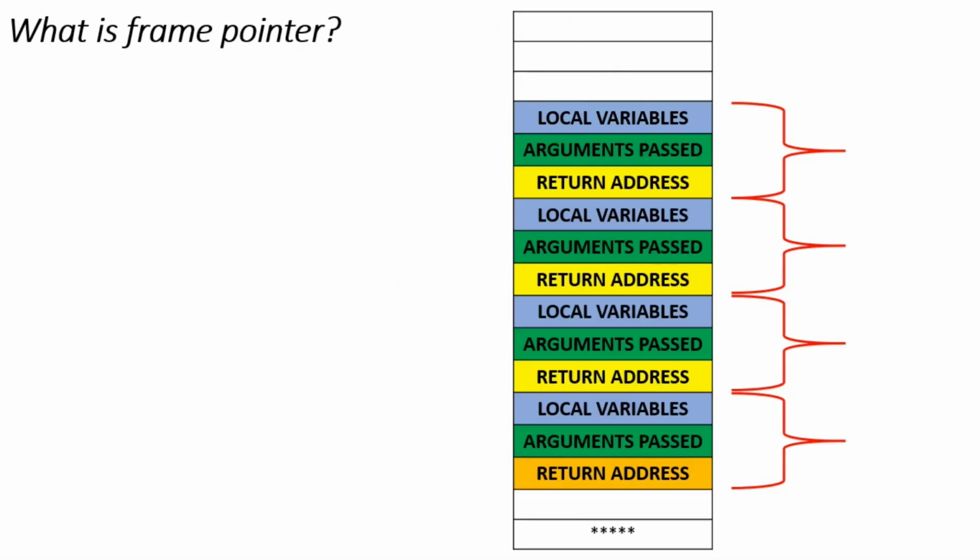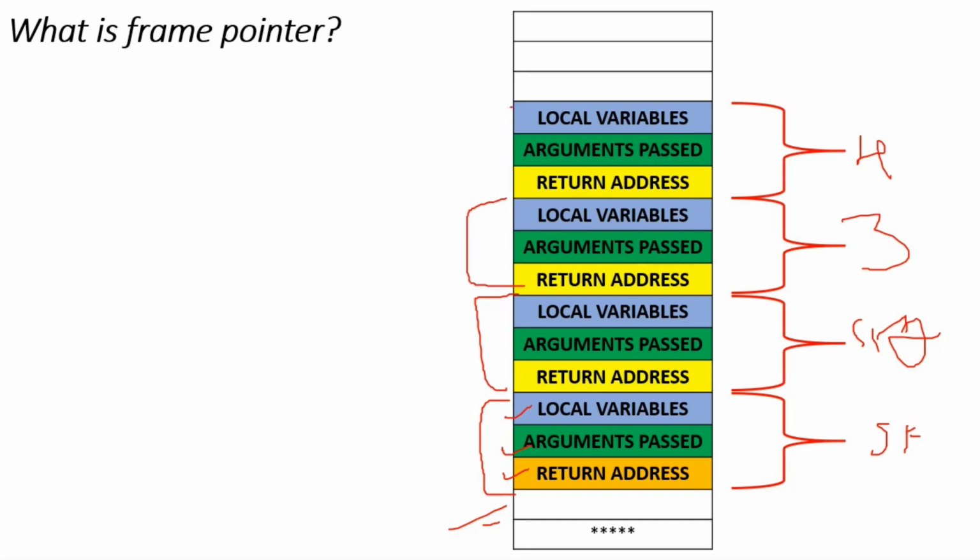Now let me explain what a frame pointer is. Here is an example of the stack where multiple subroutines are called, maybe nested subroutines. Whenever a particular subroutine is called, one stack frame is created with the return address, the arguments passed to the subroutine, and local variables. All are pushed into the stack and one stack frame is created here. When another subroutine is called, another stack frame is created, that is stack frame 2, then stack frame 3, stack frame 4. You can see 4 subroutines are nested here one by one. So there are 4 different stack frames.